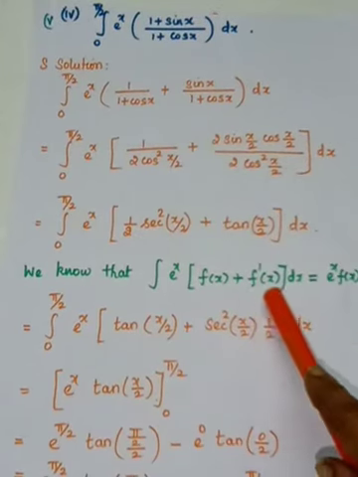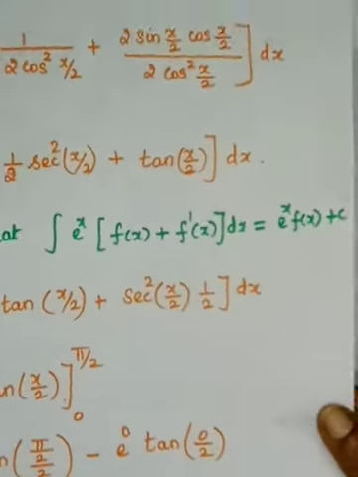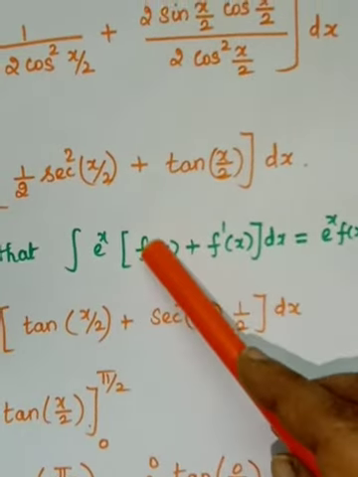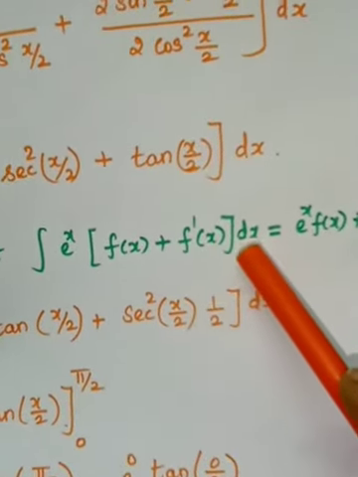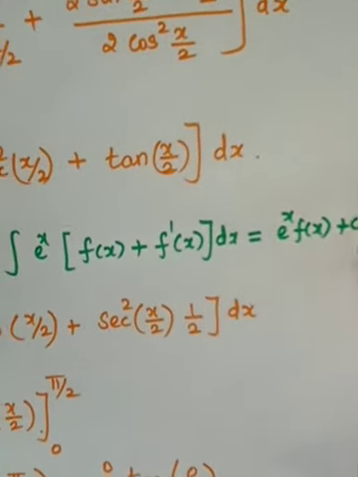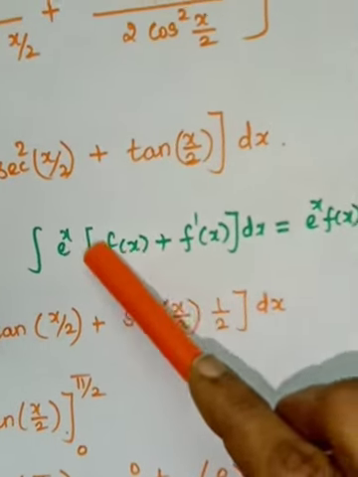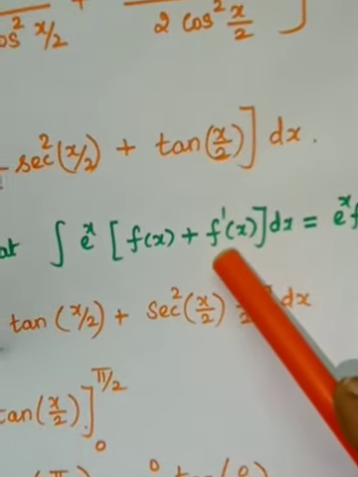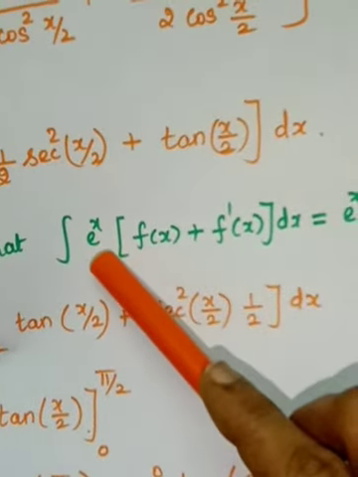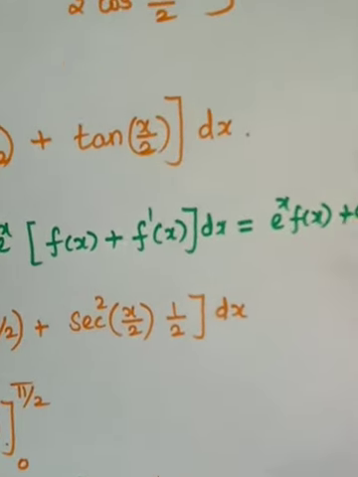Okay, in 11th standard, using the exponential, we have the formula: integral of e power x into f of x plus f dash of x into dx. The answer is e power x into f of x plus c. You see this function f of x and the differentiation of that function is added and multiplied with e power x, whose integration answer is e power x into f of x plus c.